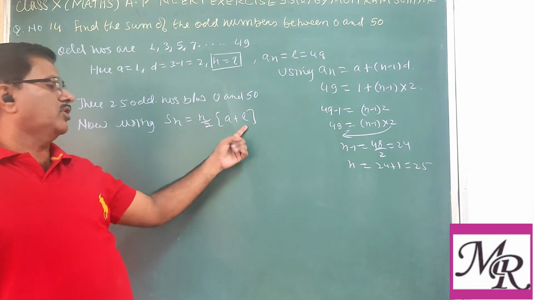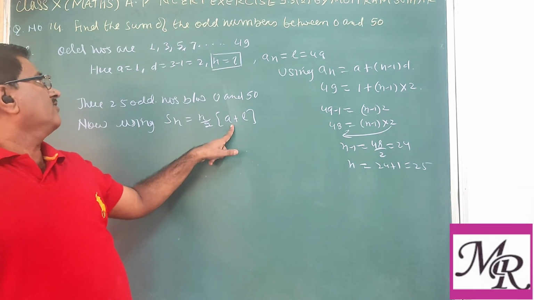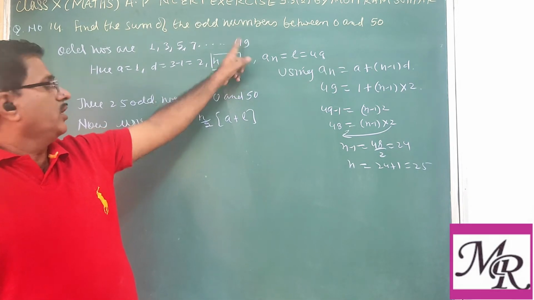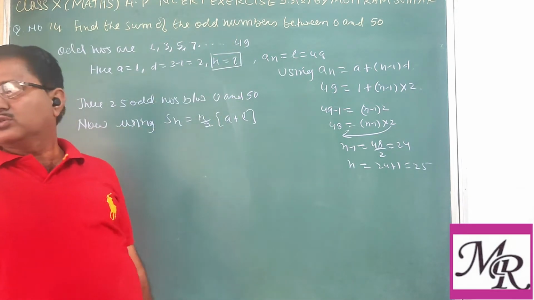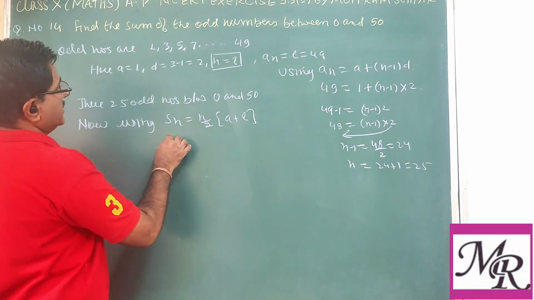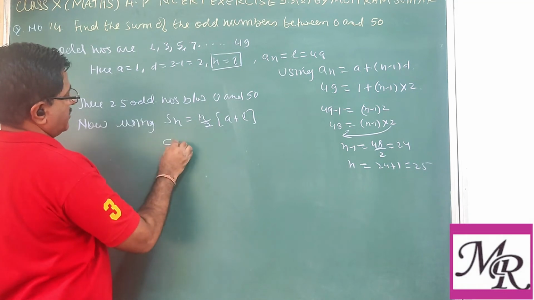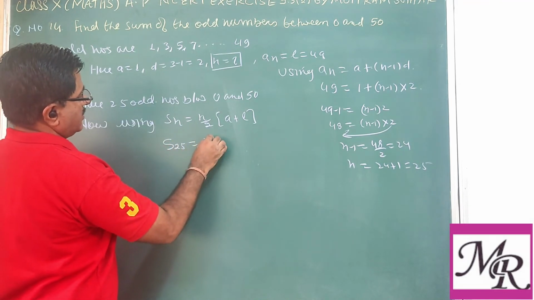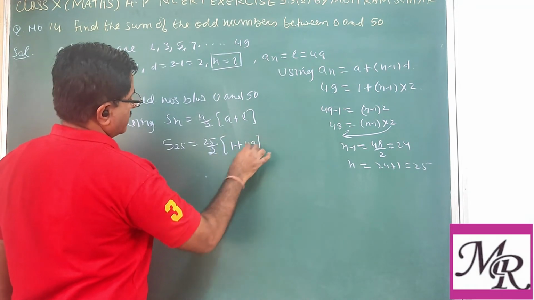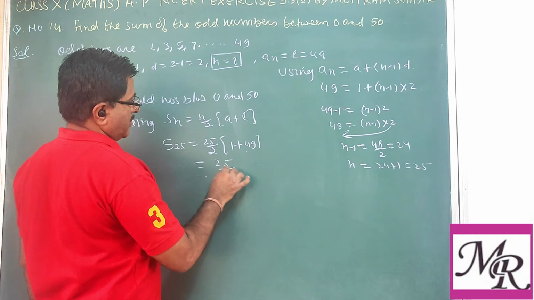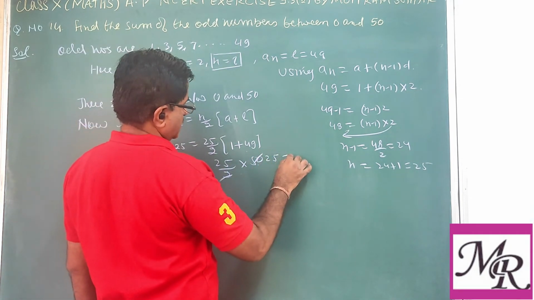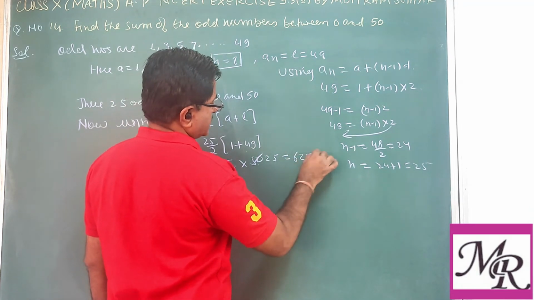Why are we using this formula? As you know, the first term is given as 1, the last term we also know, and the number of terms we also know. So we may use this formula. Clear? How many terms? That is 25. So 25 by 2, first term 1 and last is 49, so 25 by 2 into 50. So this is 25, so 25 into 25.